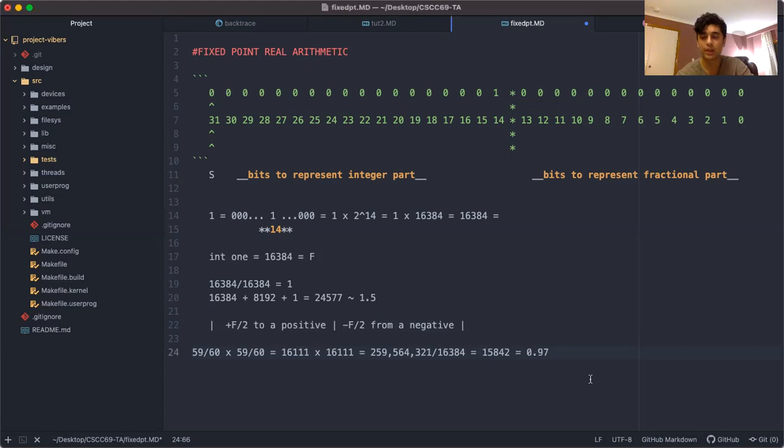It is also worth noting that in some cases, although like 16111 times 16111, even 259 million does fit in the prescribed range for an integer. But something like 64 times 64, which would be 64 into 2 raised to the power 14 into 64 into 2 raised to the power 14, will definitely overflow your 32-bit integer completely, since we are using 32-bit integers to split between an integer part and a fractional part. So when we multiply even something like 64 times 64, it will definitely overflow your 32-bit limit.